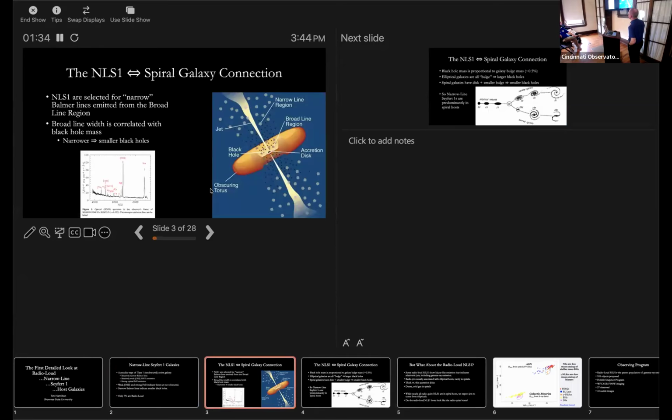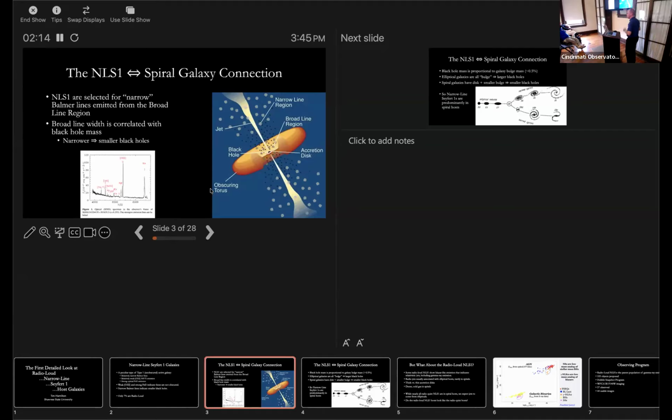So if we recognize that Meg Urry and Paolo Padovani diagram from now 31 years ago, we have here the central black hole surrounded by the accretion disk. Whirlpool of gas falls in, glows brightly. That's what makes the bright spot of light in the center. And the important thing is that the little gray speckles around here are the clouds that are orbiting that black hole. Ultraviolet light from the hot accretion disk illuminates those clouds, and then it bumps their electrons up, they fall back down, and you get strong Balmer lines.